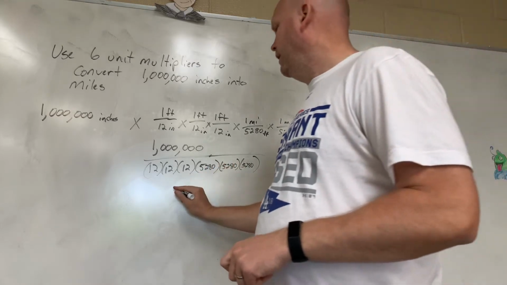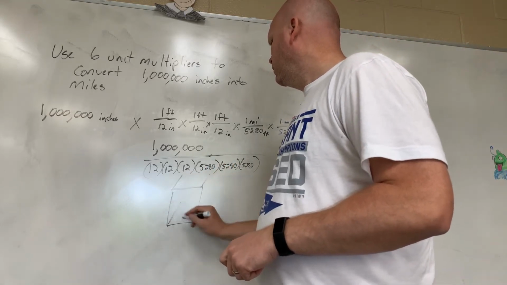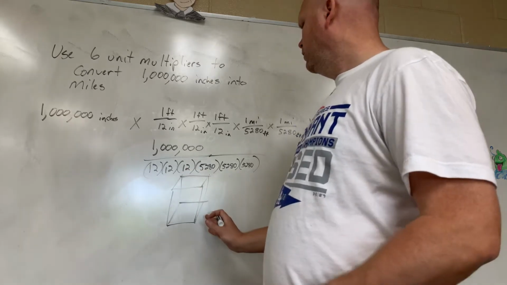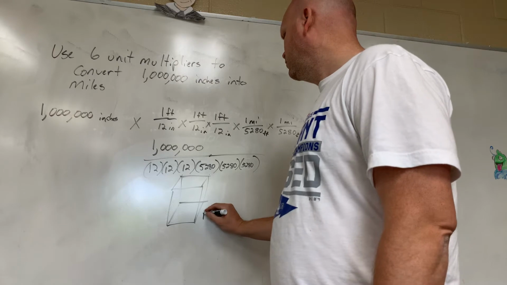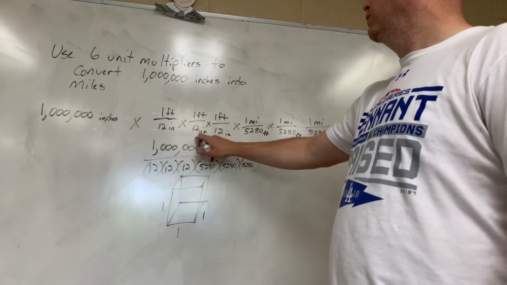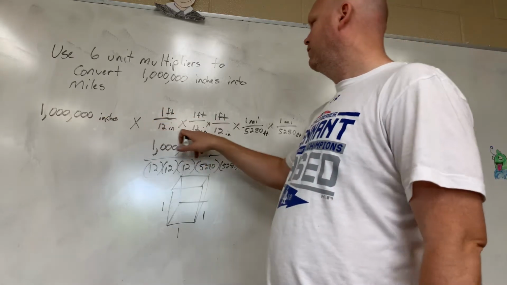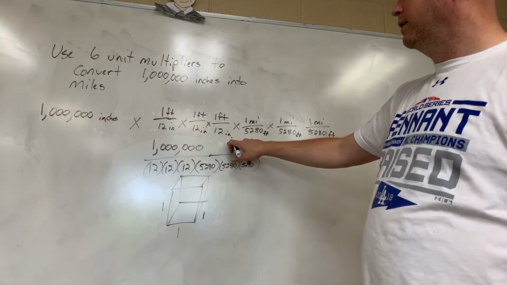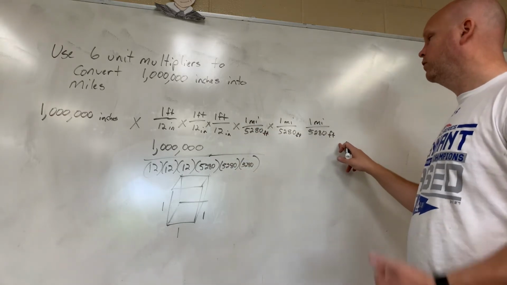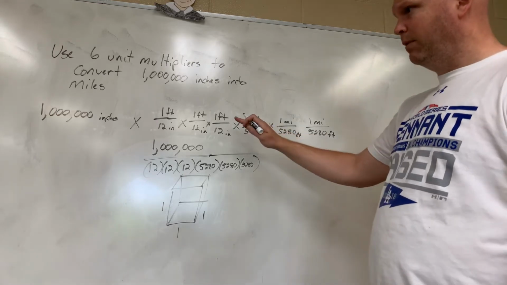If you have a cube, you have depth, you have width, and you have height. And so you have to change this inches, and this inches. That's why we're going to be doing it 3 times to convert the inches into feet. Once we've done it into cubic feet, we have to do it for cubic miles. So we change the feet into miles by doing the same thing.